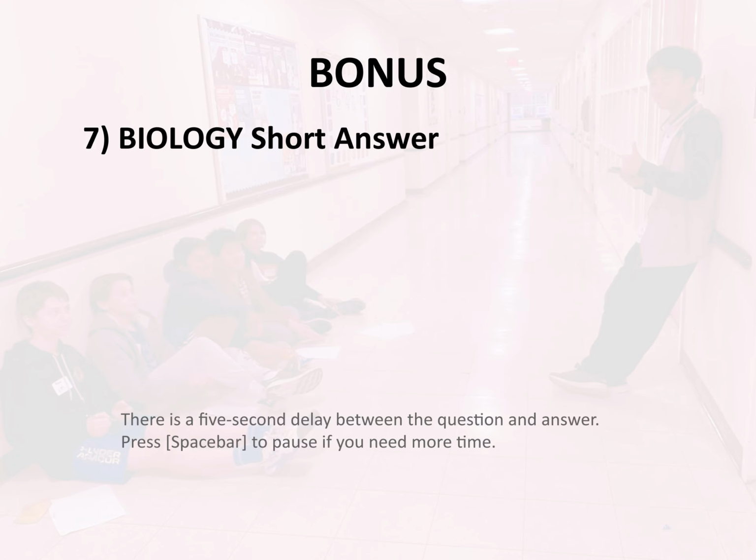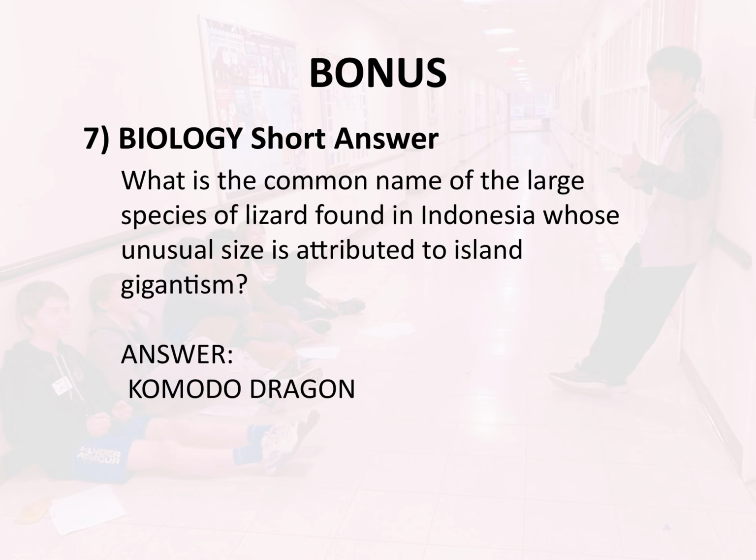Bonus 7. Biology. Short answer. What is the common name of the large species of lizard found in Indonesia whose unusual size is attributed to island gigantism? Answer. Komodo dragon.